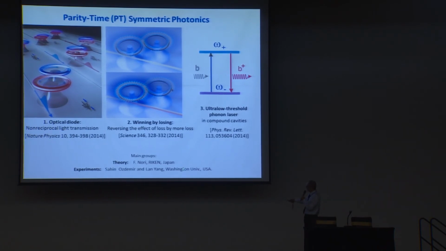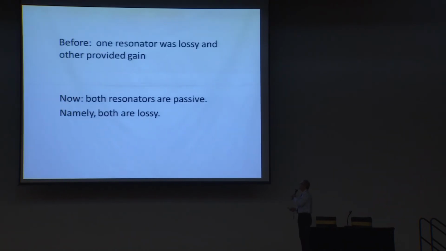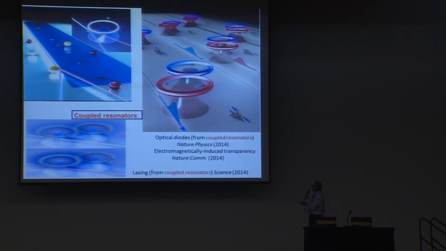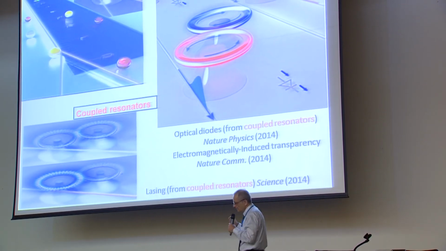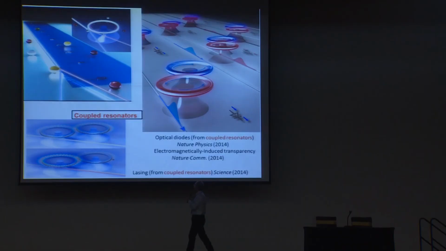This is Sahin and Langyan, and this is the winning by losing. So we're going to talk about number 2 here. There will be no time for talking about this. We have many results, but these are just 2 examples here. So we talked about these optical diodes. We also look at how to do electromagnetically induced transparency and Autler-Townes splitting with these systems.